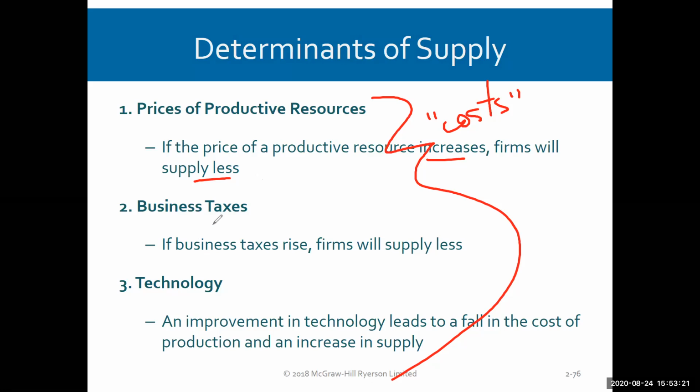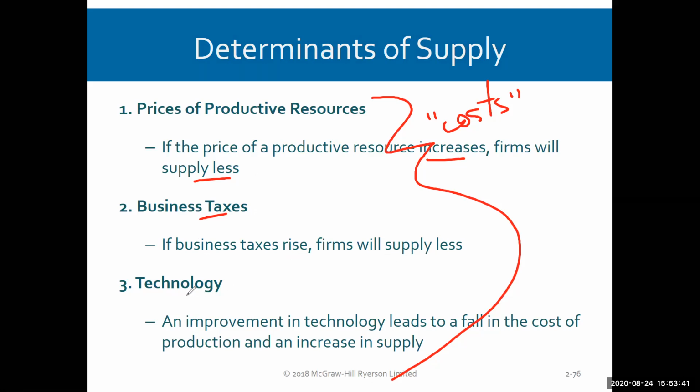Business taxes is another cost. If business taxes rise, well, that's a cost spread over the whole company. So firms will supply less. Just think, are they going to supply more? No. Business taxes have risen. They have to take that out of their costs. So firms will supply less. The supply curve shifts to the left.